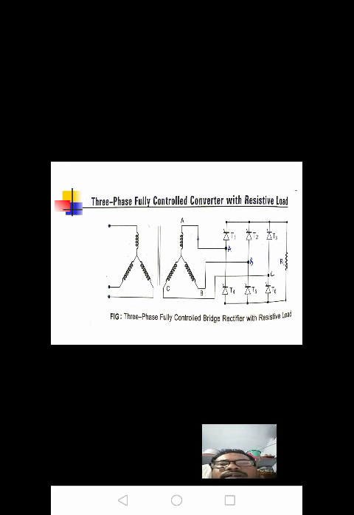Three-phase fully controlled converter with resistive load. Here also the input primary and secondary, whatever it is, it may be star connected or delta connected, there is no problem, but the secondary must and should be star connected. Here we are using 6 thyristors T1, T2, T3, T4, T5, T6. Each time 2 thyristors are conducting.